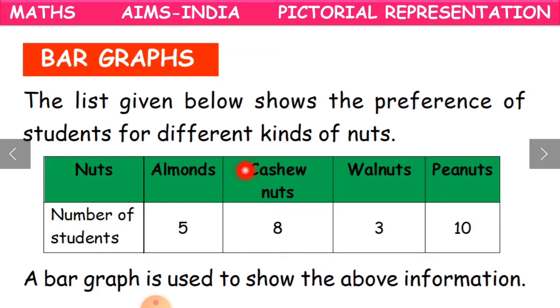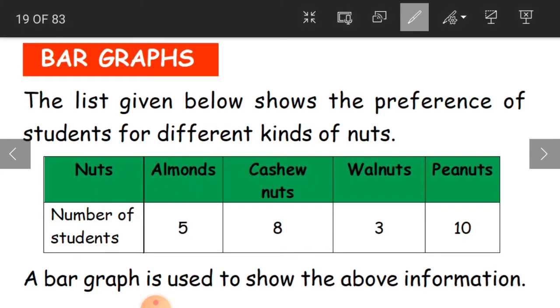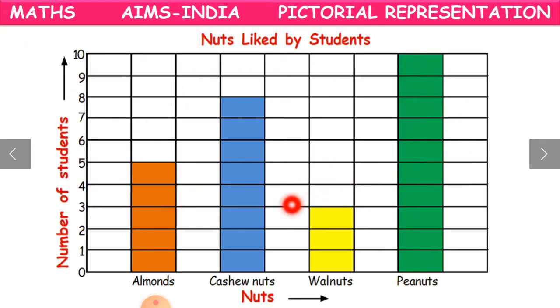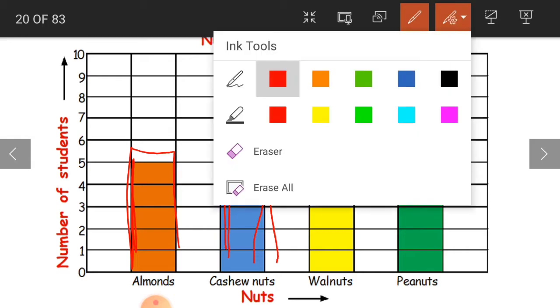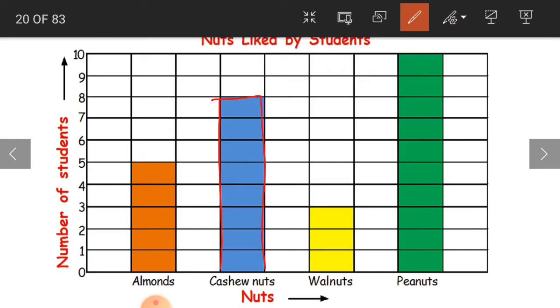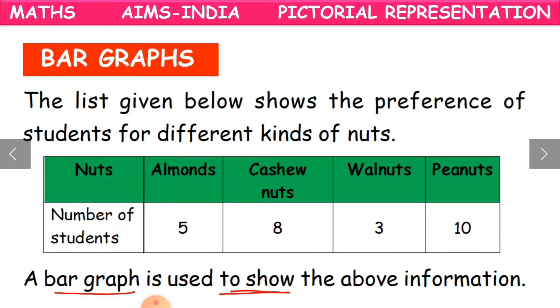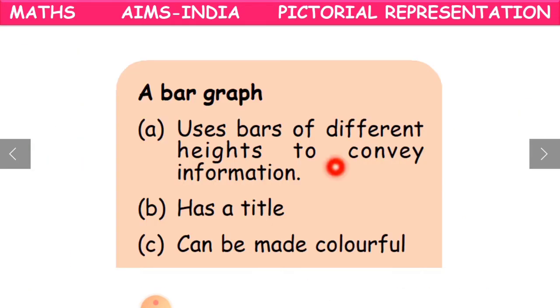Now coming to bar graphs. Just now we have seen how to represent the information using pictures. Now in bar graphs, a bar graph is used to show the above information. See, this is how a bar graph looks. This is called as a bar. By bar we mean chocolate bar. You might be eating chocolate bars like Milky Bar. So a rectangular shape is called as a bar. We say a bar of gold, iron bar. A bar is nothing but a rectangular shape, children. So when we use such bars to represent information, it is called as a bar graph.